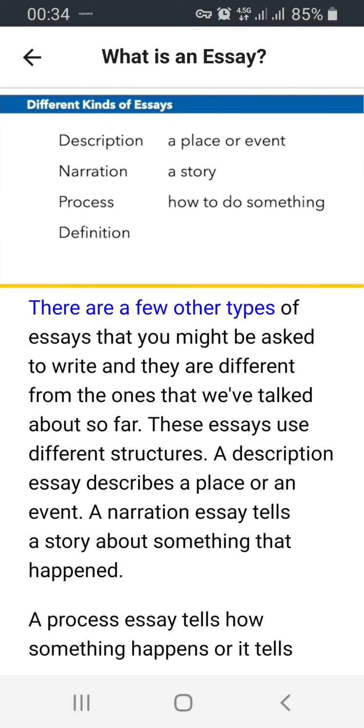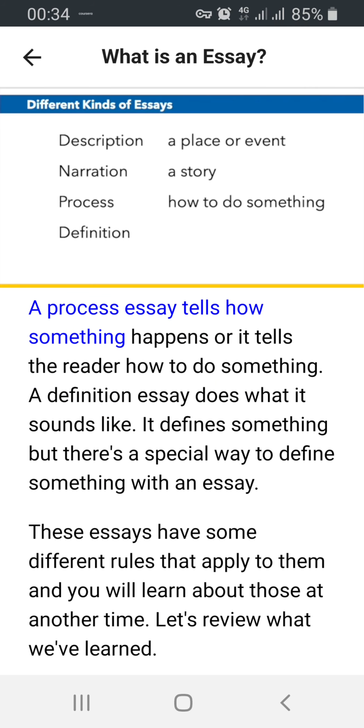There are a few other types of essays that you might be asked to write, and they are different from the ones that we've talked about so far. These essays use different structures. A description essay describes a place or an event. A narration essay tells a story about something that happened.